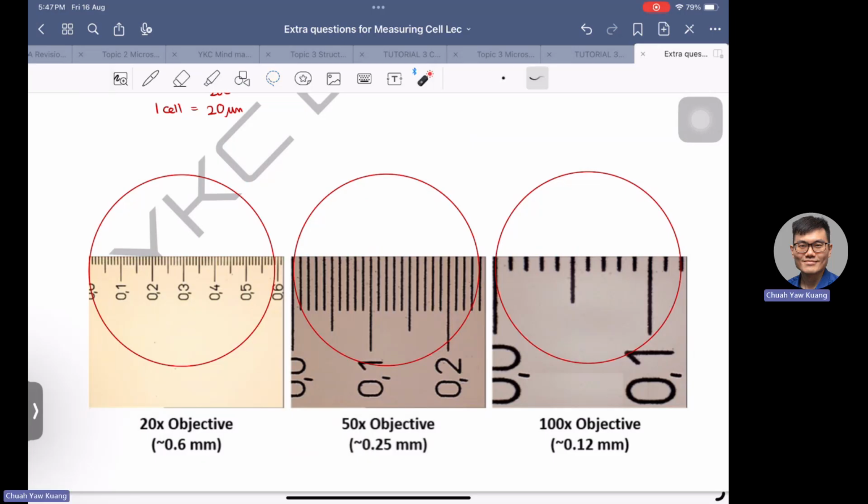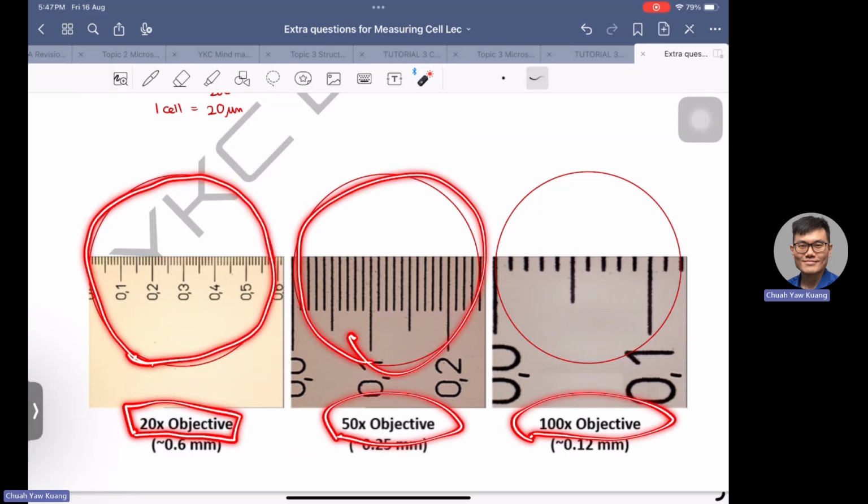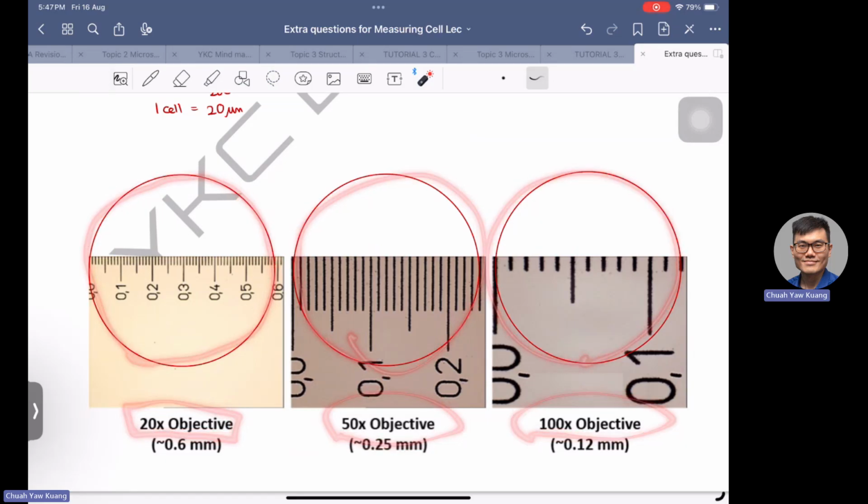So just now we mentioned that the image size of the FOV is always the same regardless of the magnification. Under the microscope, when you are using a 20 times objective lens, this is what you will see, the round shape. When you are using a 50x objective lens, it is still the same round shape. When you are using a 100 times objective lens, it is still the same round shape. So that means the image size of the FOV is always the same.